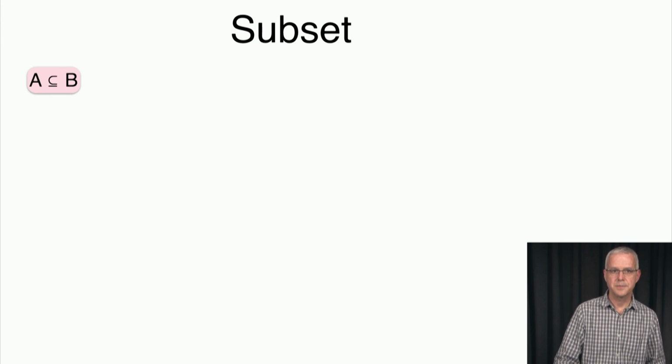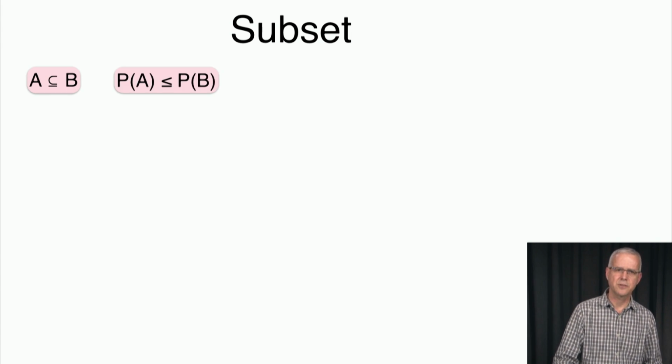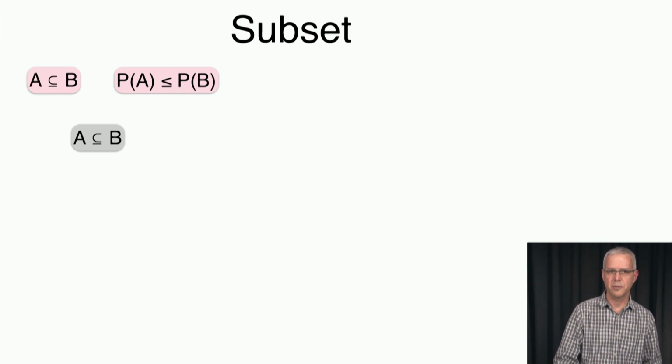All right. The next inequality we want to prove is about the probability of subsets. So if A is a subset of B, then very naturally we expect the probability of A to be less than or equal to the probability of B. And here's the proof, a simple proof.